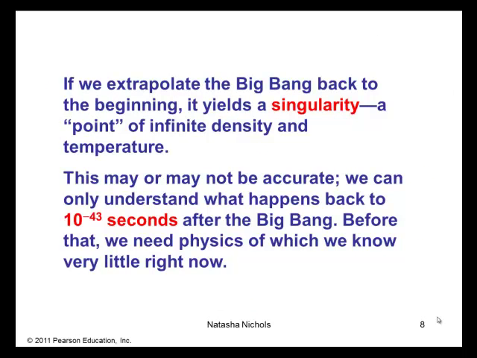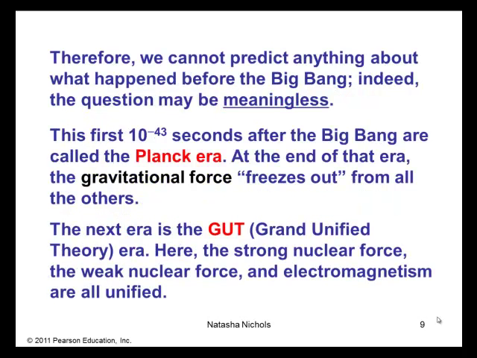So if we use all these ideas and extrapolate the Big Bang back to the beginning, it yields what we call a singularity, a quote-unquote point of infinite density and temperature. Now, this may or may not be accurate. We can only understand what happens back to about 10 to the minus 43 seconds after the Big Bang. Before that, we need physics of which we know very little at the moment. Therefore, we cannot predict anything about what happened before the Big Bang. Indeed, the question may be meaningless.